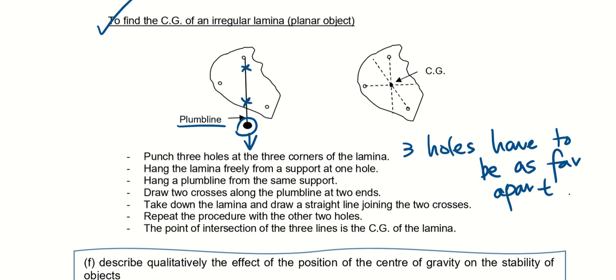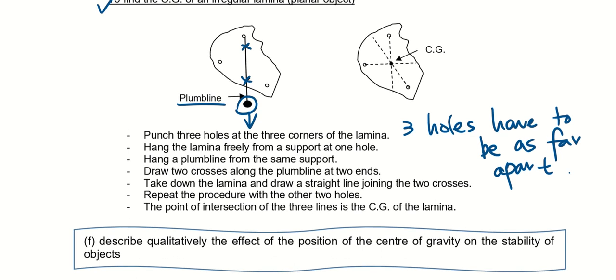Then we suspend it at another point, right? So maybe this is the first point, we can suspend it at a second point, and then we are also able to draw the vertical line due to the plumb line. Okay, then the intersection will be the center of gravity.